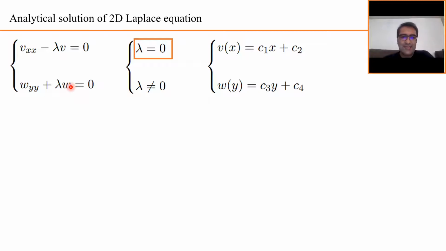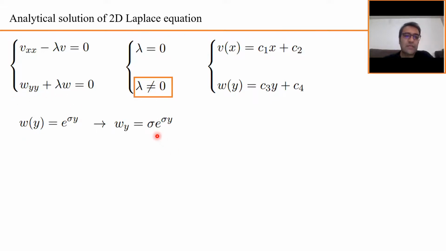And if we imagine the other case when lambda is nonzero, for this differential equation we can have a solution in the form of exponential of sigma y. So let's check it, and let me put this solution in this differential equation. The first derivative will be sigma multiplied by the exponential of sigma y, and the second derivative will be sigma squared multiplied by the exponential of sigma y. And if I substitute here, I have sigma squared multiplied by exponential of sigma y plus lambda multiplied by the exponential of sigma y.